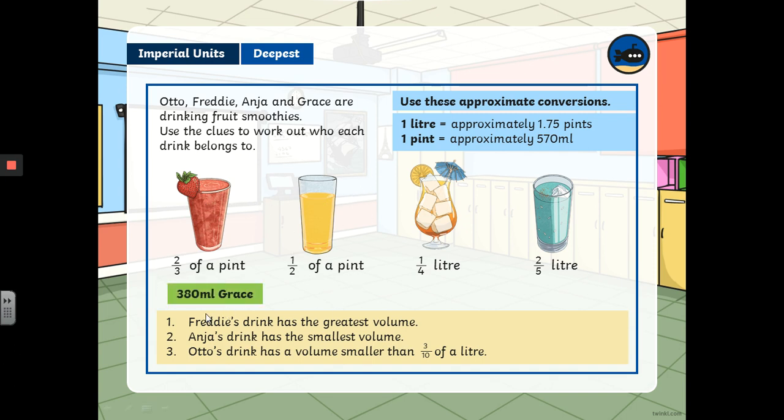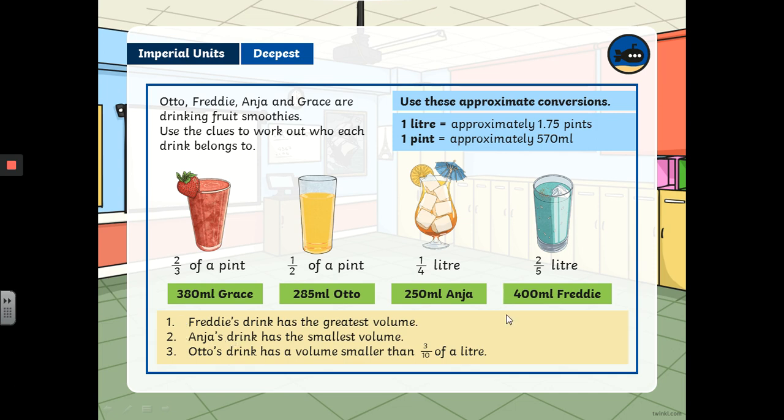Now, 2/3 of a pint is 380 milliliters, which is Grace's. 285 milliliters is Otto's. 250 milliliters is Anya's. And 400 milliliters is Freddie's. So that's why I told you to change all of them into one single conversion. When you change them into one single conversion, it is easier for you to find the answer. So first, pint to liter, liter to milliliter. For these two, you have to go 2 steps: pint to liter, liter to milliliter. For these two, directly liter to milliliter.